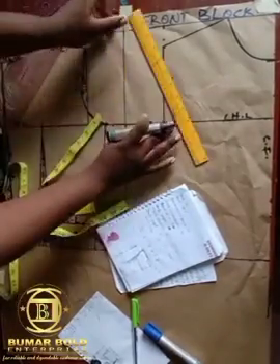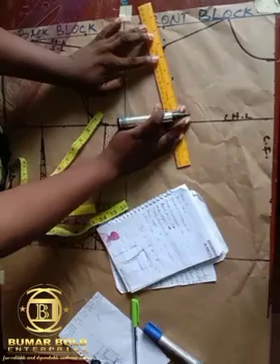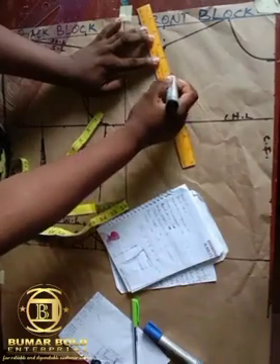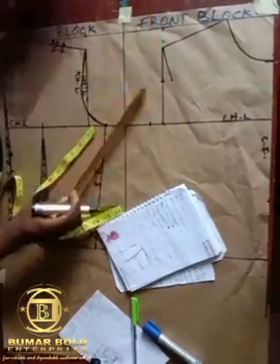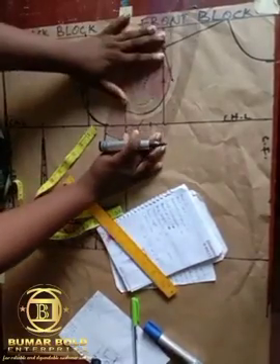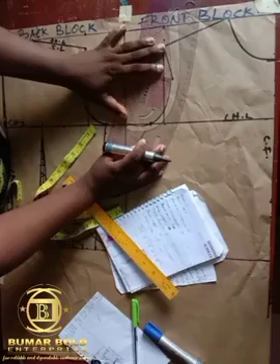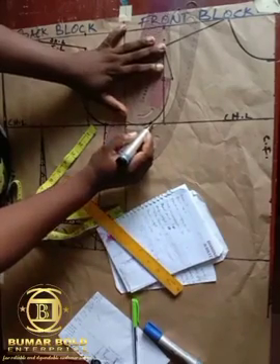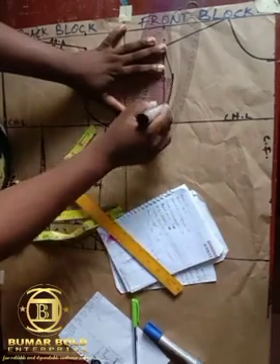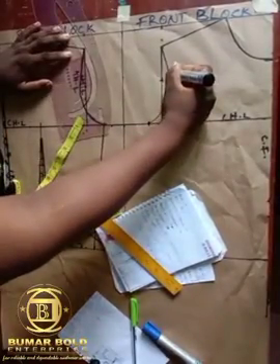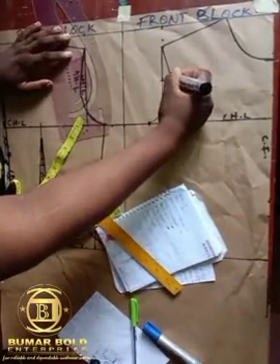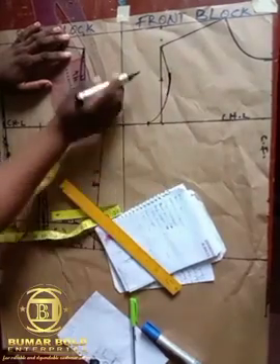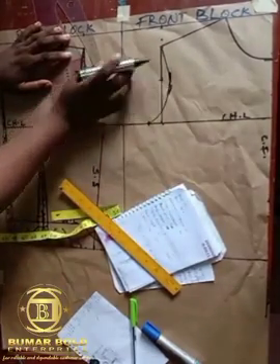Then we are going to use our ruler to connect from this point to the point where we marked the half inch, like so. And then connect with our curve ruler to the other points, just like the way we did at the back block, like this. Be sure to make sure that this place is curvy, not having a sharp line. I hope you understand.